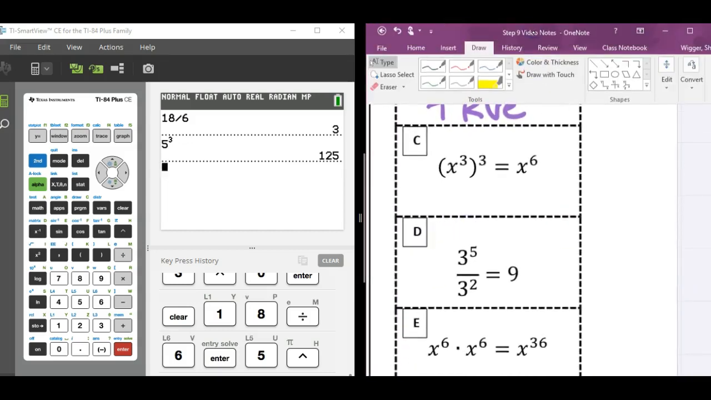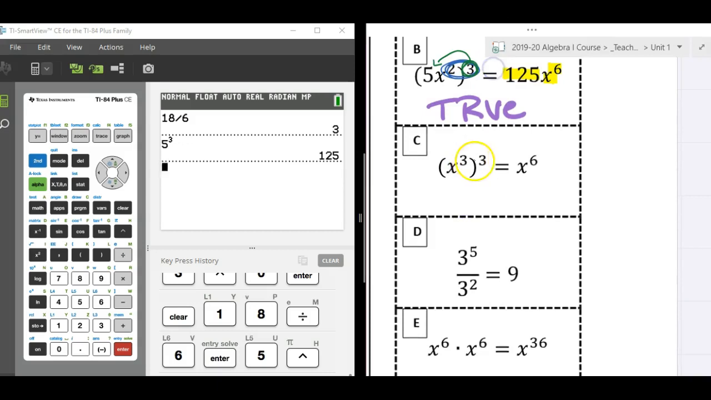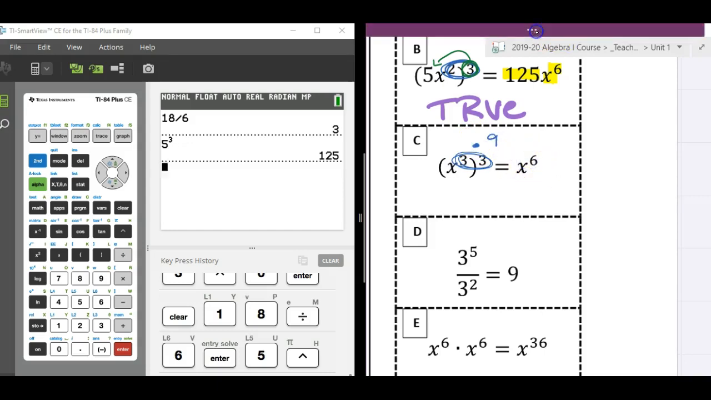C. Power rule. X to the third raised to the third power. 3 times 3 is 9, not 6.